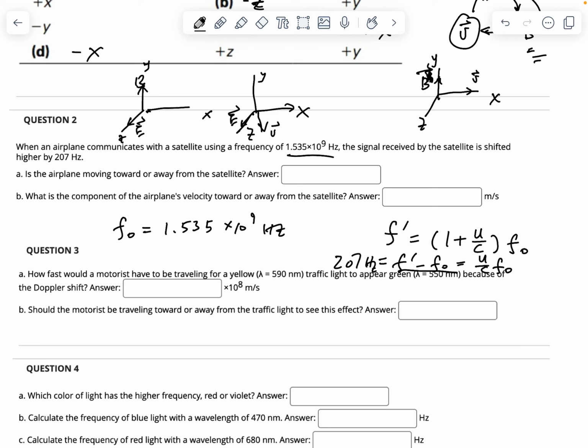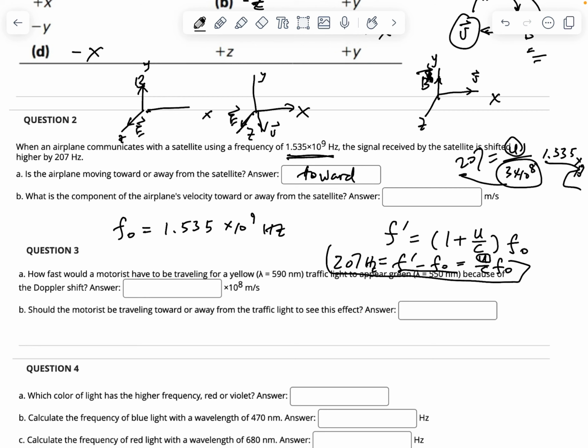Is the airplane moving towards or away from the satellite? Towards, because you gain higher frequency. What is the component of the airplane's velocity towards or away from the satellite? Basically it asks about the velocity, so I'm looking for u. From this equation, 207 equals u over 3 times 10 to the power 8, times f naught, and we know f naught is 1.535 times 10 to the power 9. Just one equation, one unknown, so we can solve for u. Okay, you got it.